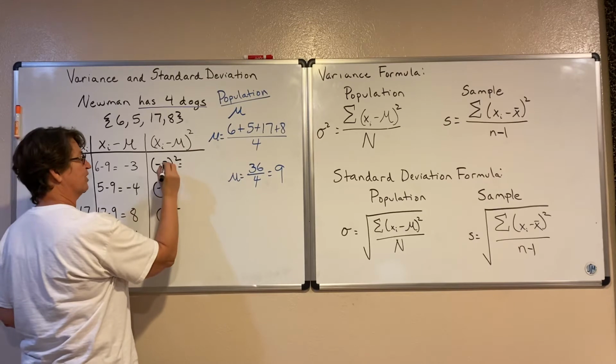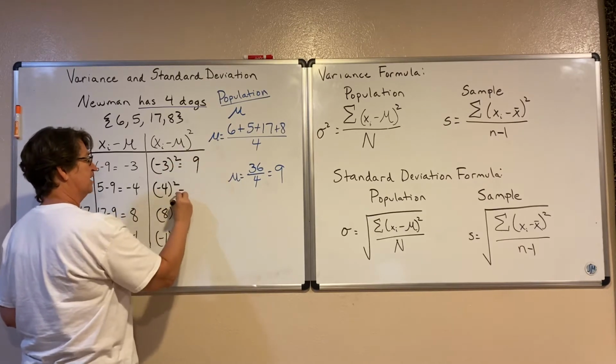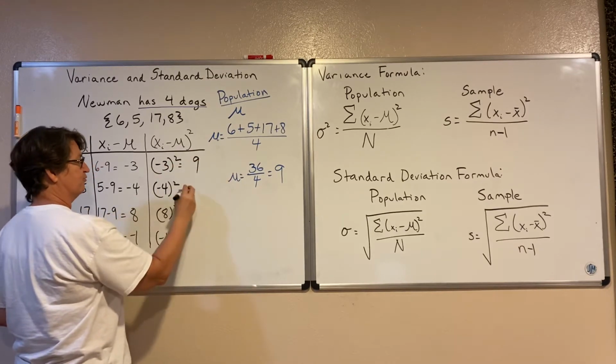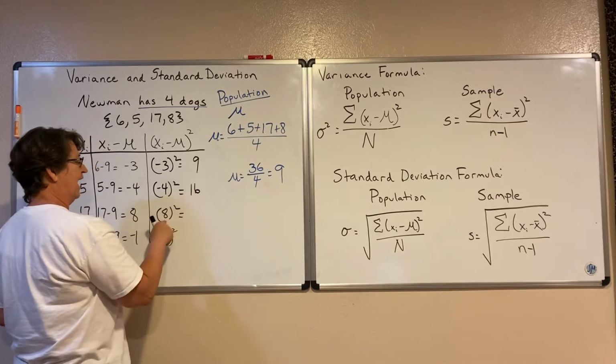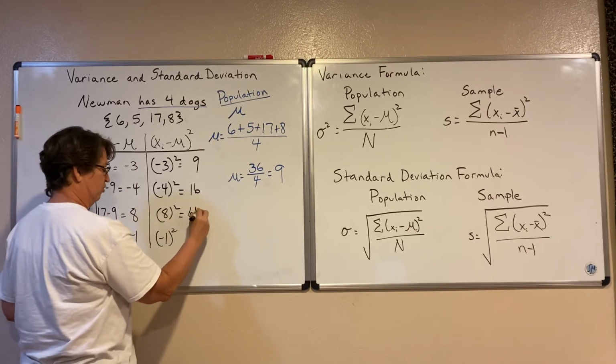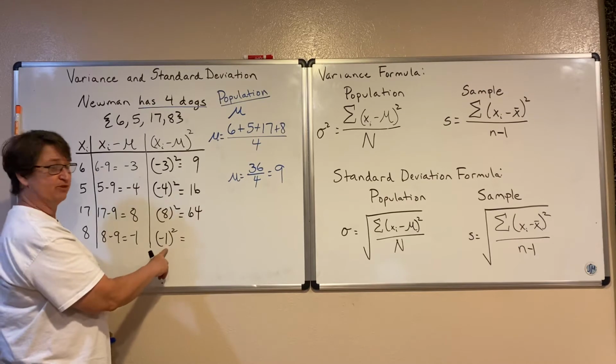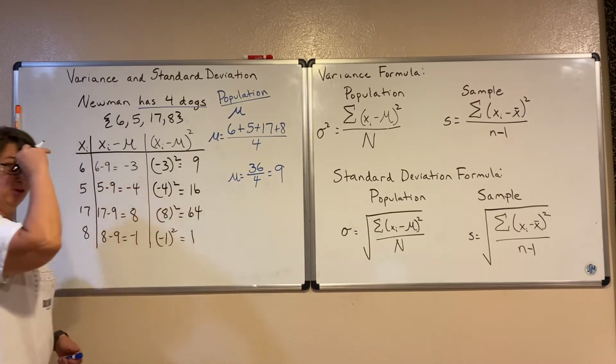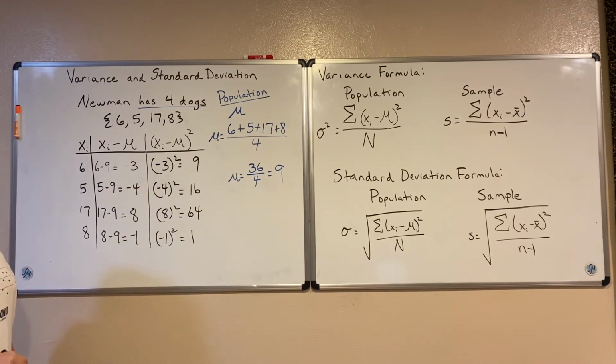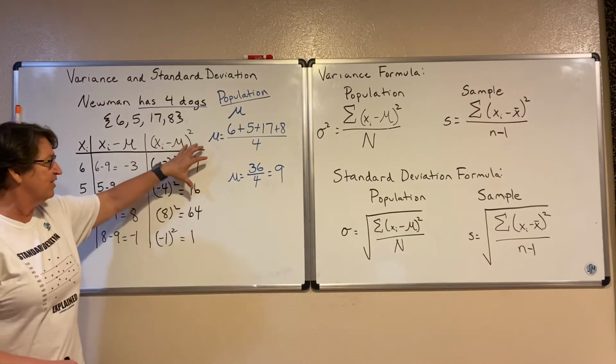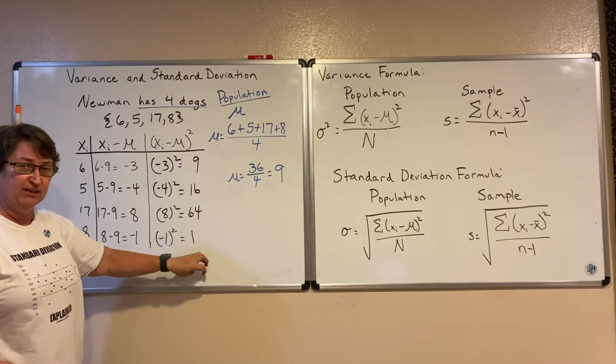So negative 3 times negative 3 is 9. Negative 4 times negative 4 is 16. 8 times 8 is 64. And negative 1 times negative 1 is a positive 1. So I'm squaring each one of those values. Now, I'm going to find the average of these.